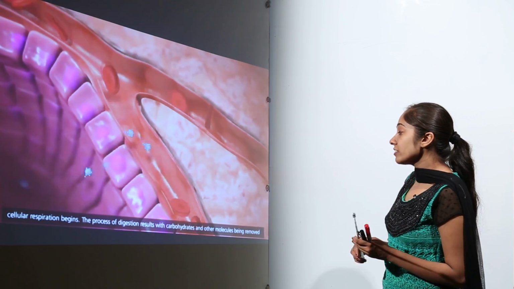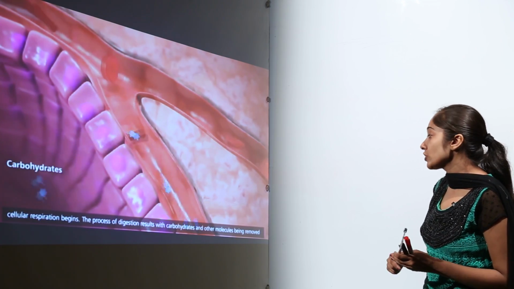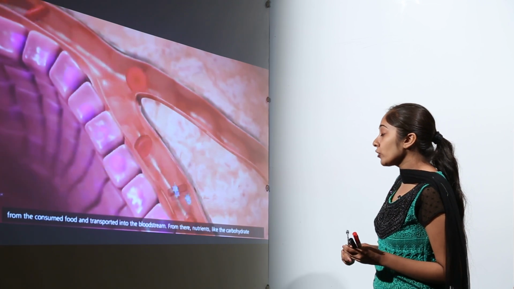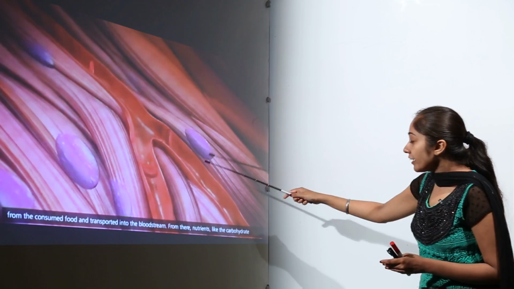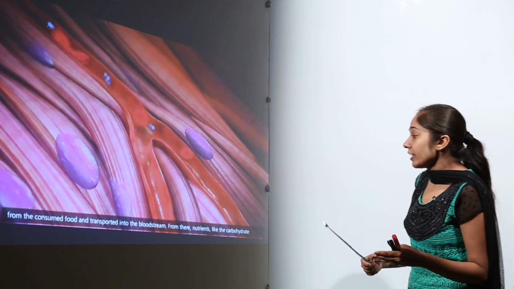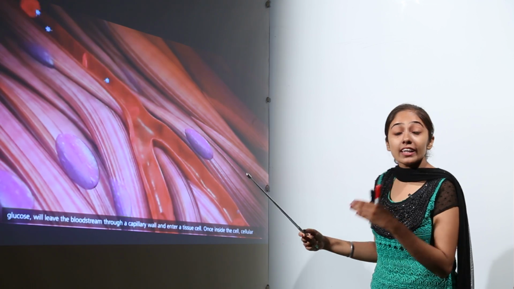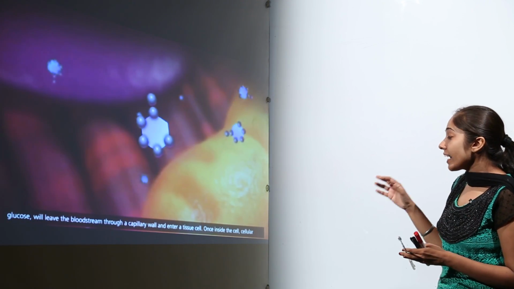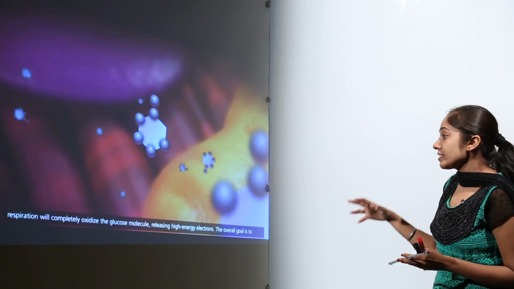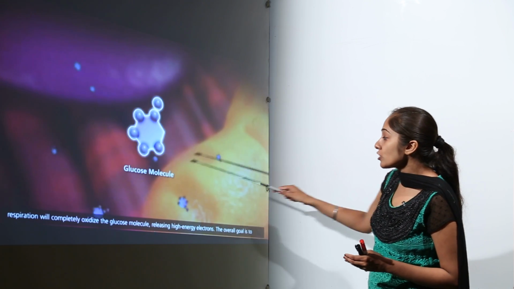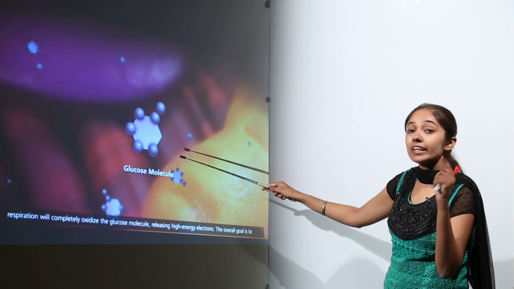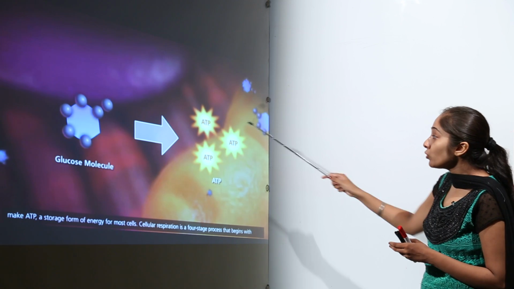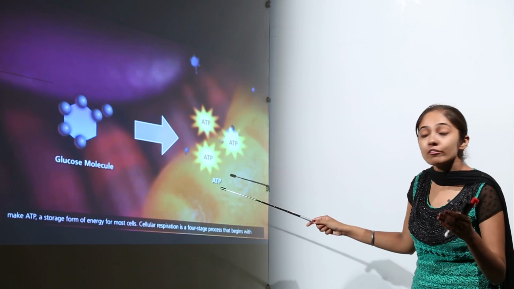The process of digestion results in carbohydrates and other molecules being removed from the consumed food and transported into the bloodstream. From there, the nutrients like the carbohydrates are used to release energy, right? Once inside the cell, cellular respiration will completely oxidize the glucose molecule, releasing what? High energy electrons. And the overall goal is to produce what? To produce ATP, that is adenosine triphosphate.